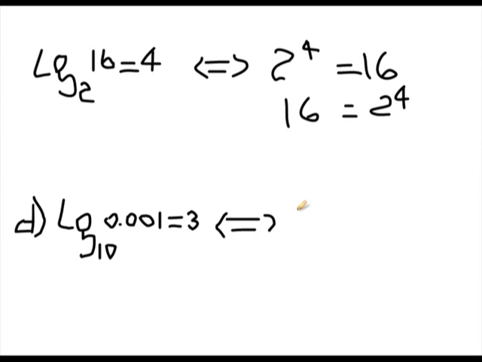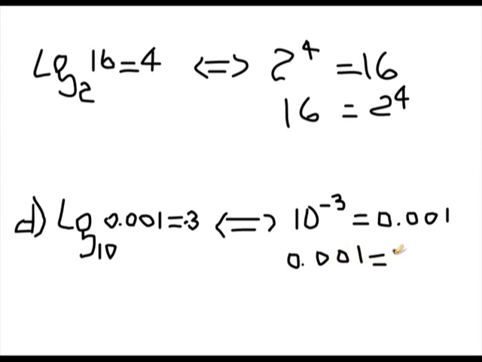So this is -3. In this example it was -3. So this is 10 to the power of -3 equals 0.001. Or again I can say also 0.001 equals 10 to the power of -3.